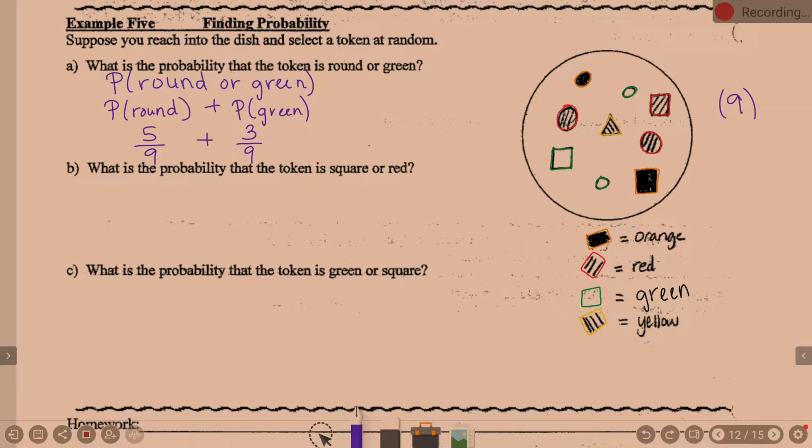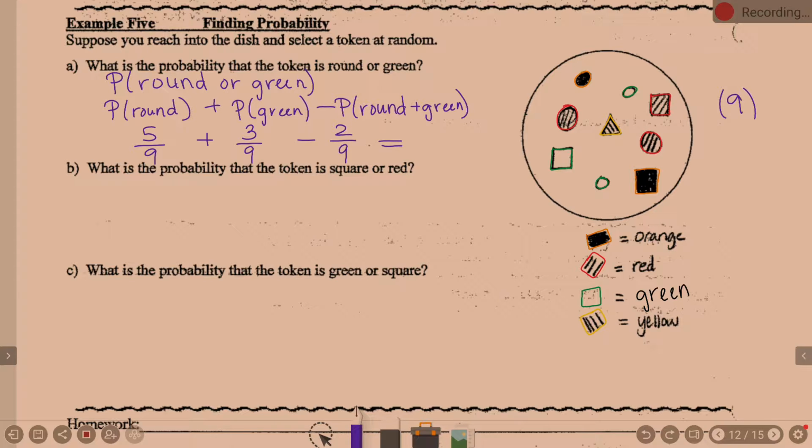Now, don't finish yet. Are there any overlaps? Yes. So this is not mutually exclusive. What we need to do is one more step, because there were some tokens that got counted in the round category and then got counted a second time in the green category. So we're going to subtract off any tokens that are round and green. How many tokens were round and green? There are 2, yes? So now we're going to subtract off 2 9ths.